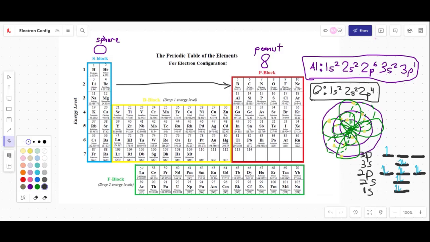Subshell refers to orbitals of a particular shape. So the second energy level has two different types of orbitals. It has s orbitals, which are spherical, and p orbitals, which are peanut-shaped. The second shell contains 4 total orbitals, 1 s and 3 p. The 2p subshell refers to only those orbitals that are peanut-shaped, only those p orbitals in the second shell. Does that make sense? Yeah, it's kind of like a sub-classification. You're breaking down the shell into smaller pieces.